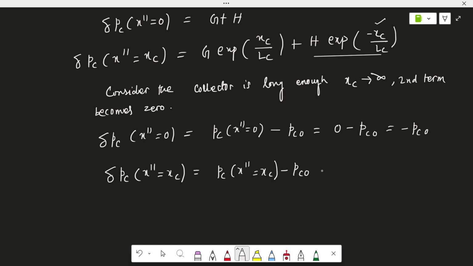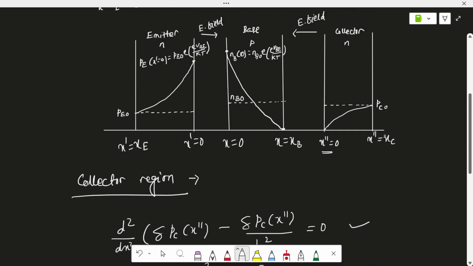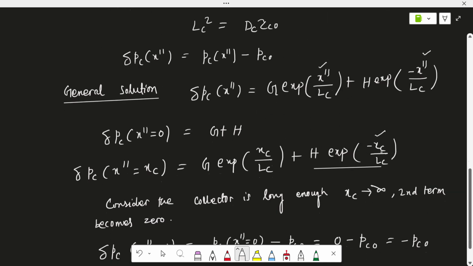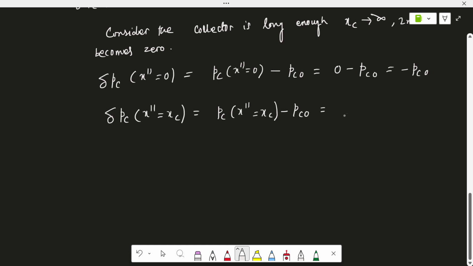So what we got here, Pc at x'' equals xc equals Pc0 minus Pc0, that gives us 0. Okay, now this is what we got. So here you get ΔPc at x'' equals 0 is minus Pc0 and ΔPc at x'' equals xc is 0.